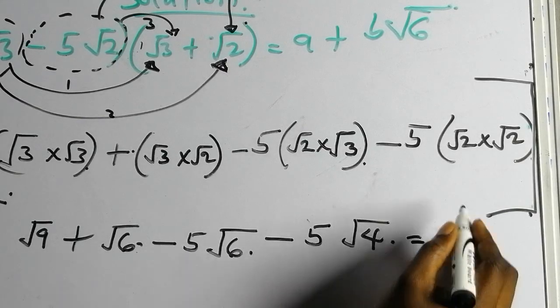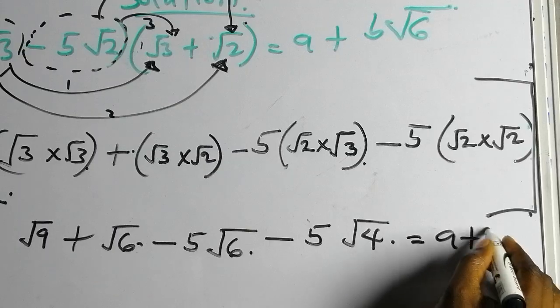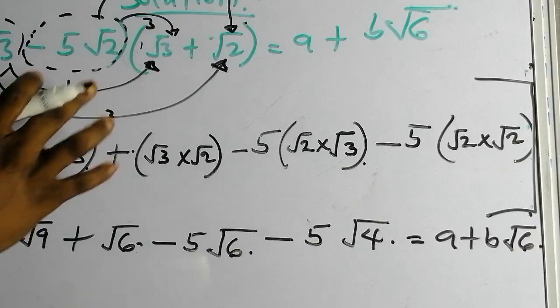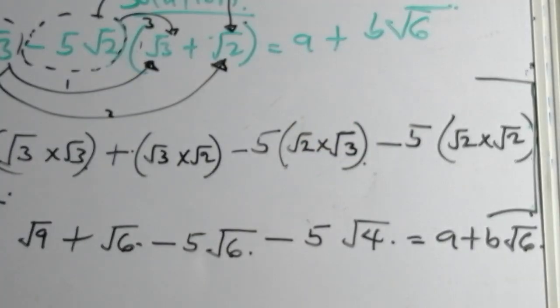And don't forget that I mentioned a plus b root 6 is in the question. When you multiply, a plus b root 6 is equal to this, and they said we should find a and b. So now root 9 is a perfect square, which is 3.